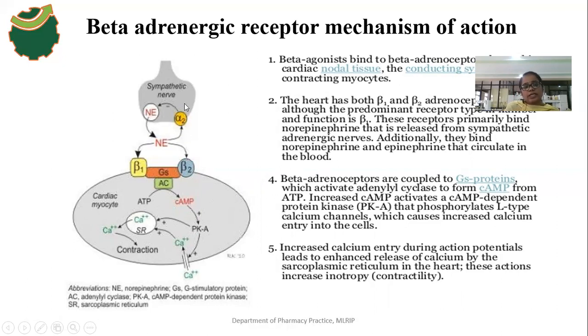Okay, so in response to the nerve impulse, the presynaptic nerve terminal releases noradrenaline, and noradrenaline or norepinephrine binds with both beta 1 and beta 2 receptors. If it binds with the beta 1 receptors, then what will happen? The heart consists mainly of B1 receptors. Noradrenaline, after binding with the B1 receptors, activates Gs protein. Then what will happen? There is an activation of adenyl cyclase enzyme.